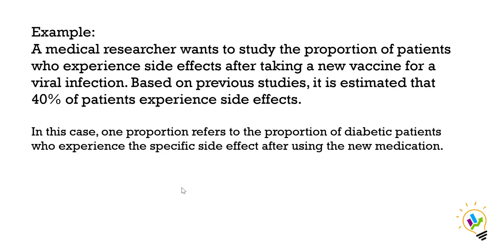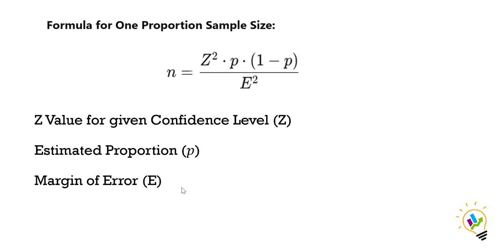Based on previous studies, it is estimated that 40% of the patients experience side effects. So in this case, one proportion refers to the proportion of patients who experience the side effects after using a new medicine. The formula for one proportion is n is equal to z square into p into 1 minus p divided by e square, where z is the z value for a given confidence level, p is the estimated proportion, and e is the margin of error.